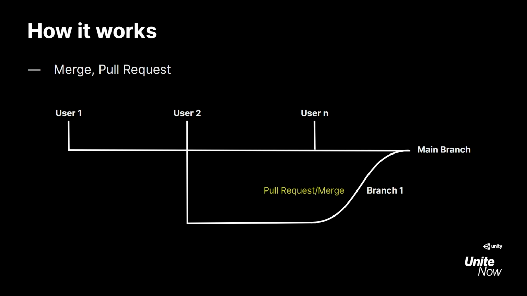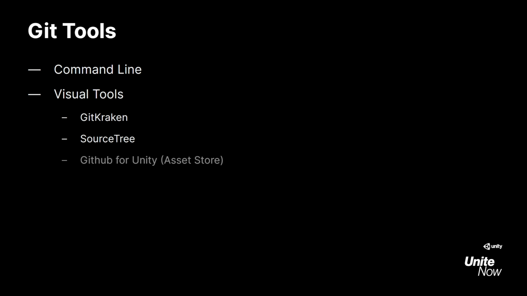So now that we know how it works, what are the tools we can use with Git? You can use command lines or a visual tool like Git Kraken, Source Tree, GitHub for Unity that you can find in the asset store. There is also a Visual Studio Git integration. You can easily use Git from your development environment and more tools.